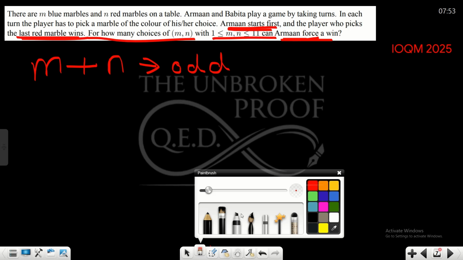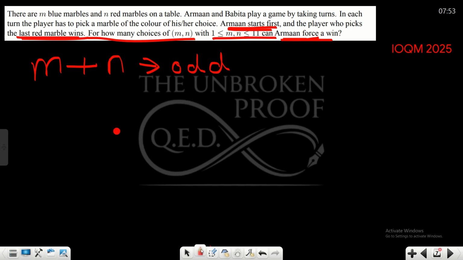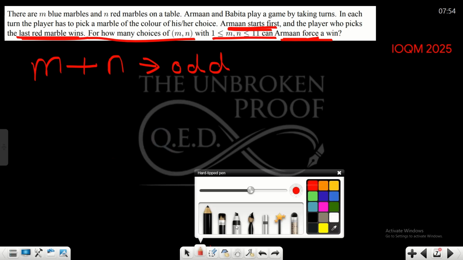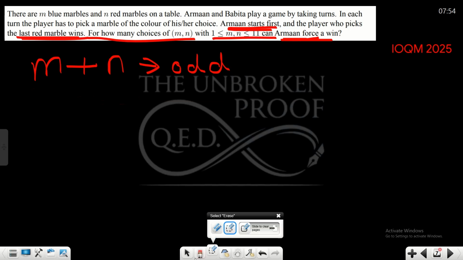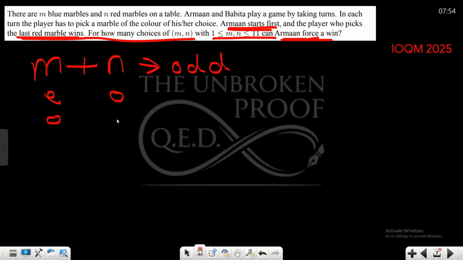Let's say Arman picks, then Babita picks, then Arman picks, then Babita. Now if you have an even number of marbles, then you will see that Babita is the one appearing last. If you want Arman to be last, then one thing is clear, that M plus N should be an odd number. Now how can M plus N be an odd number? Either M even and N odd, or M odd and N even.